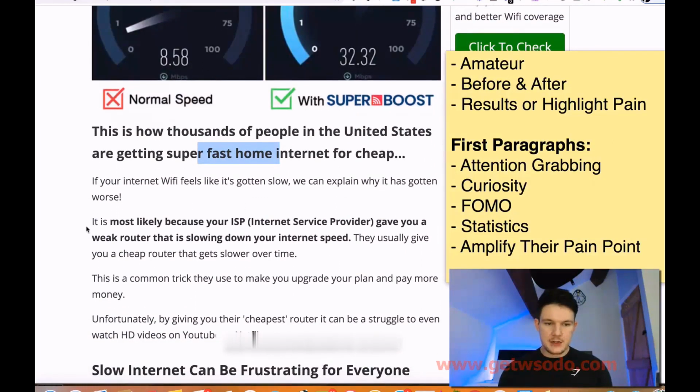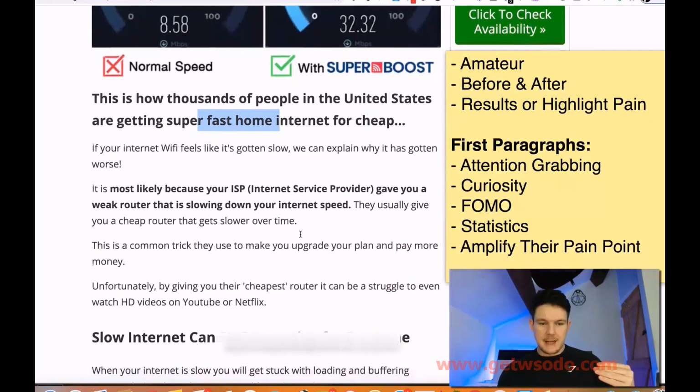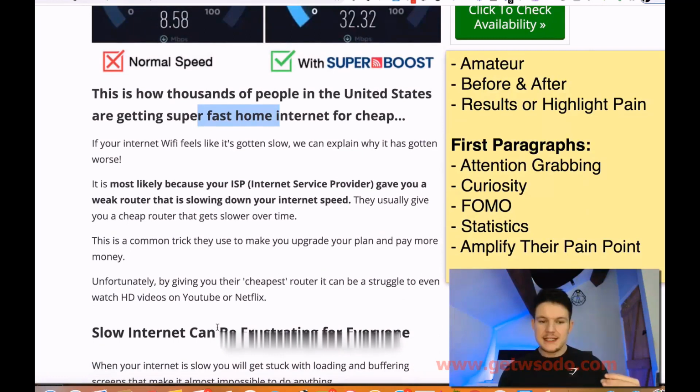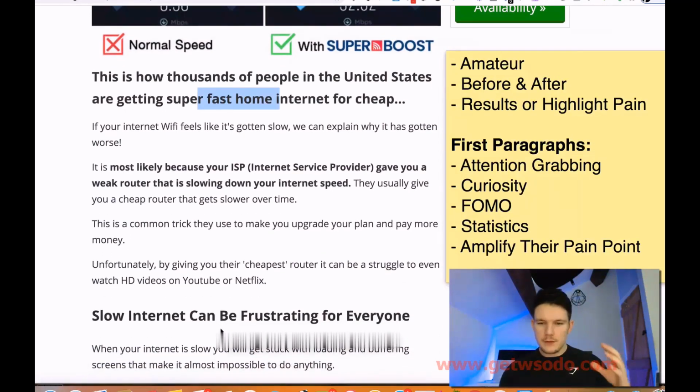And then it continues to go down here, and it says it's most likely that your internet service provider gave you a weak router and it's slowing down your internet. They usually give cheap routers that get slow over time. So what is it doing here now? It's amplifying their pain point. They've got slow internet, and it's making it feel even worse. It talks through here, and it says slow internet can be frustrating for everyone. So it's really pouring petrol on that fire of their issue and actually making it feel worse to them and amplifying that pain.